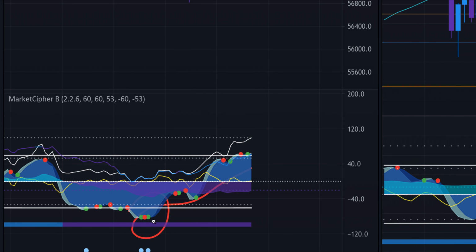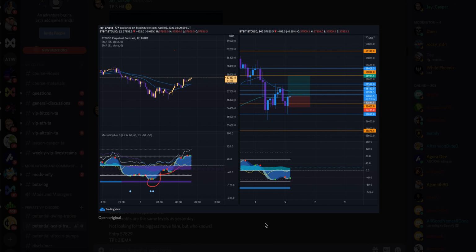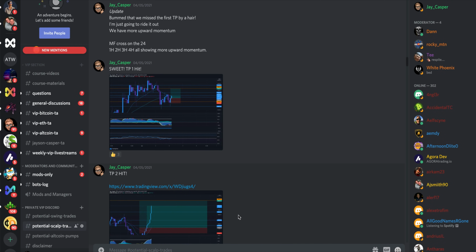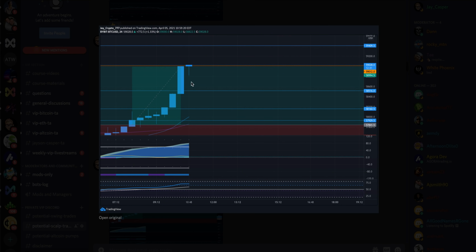On the 12-minute, I saw a very clear direction where we had 3 bottoms, and then we started printing consecutively higher waves. And so that was my key to enter the trade. So I entered the trade, and then let's see, we hit our take profit 1, we hit our take profit 2, we hit all our take profits, guys. We hit all our take profits with this trade.